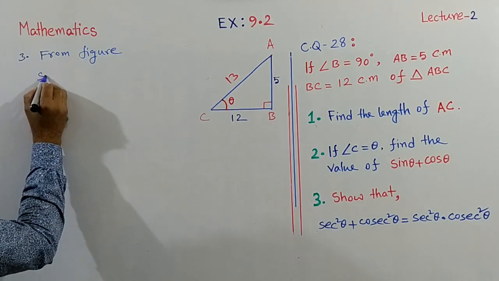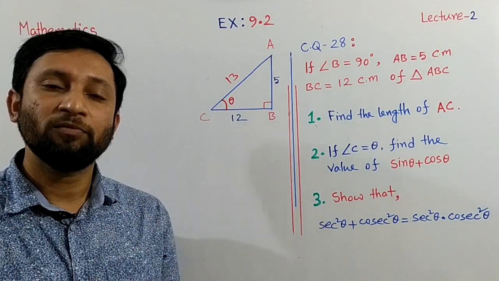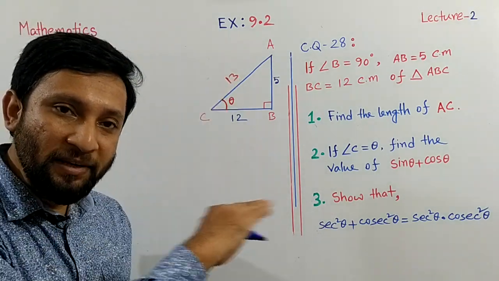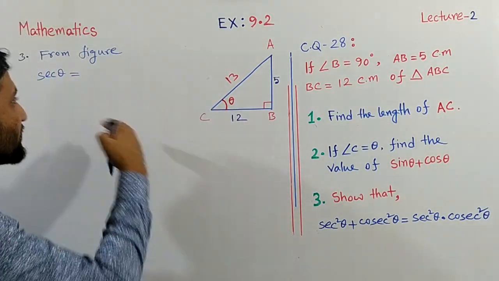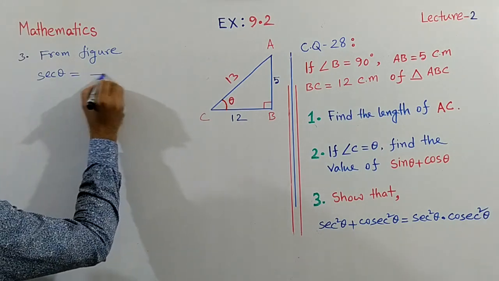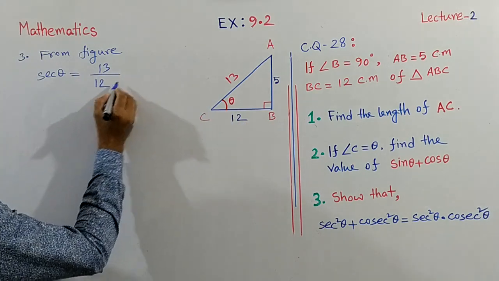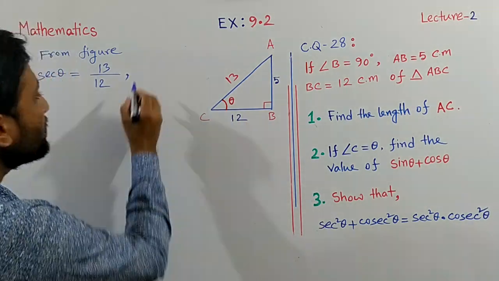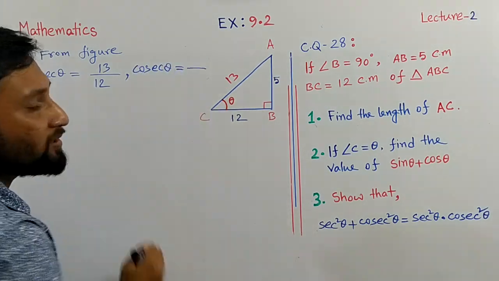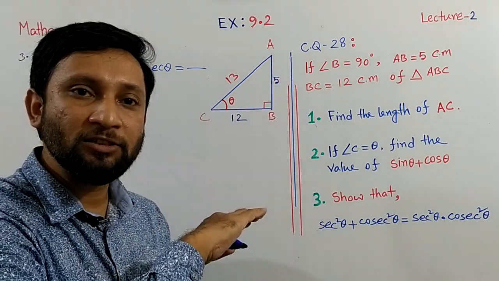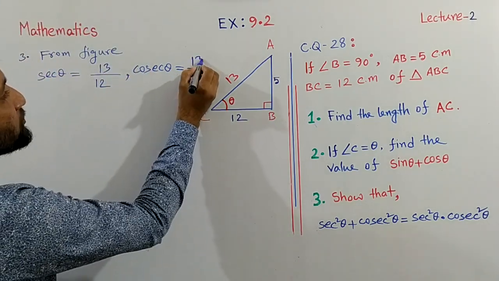From the figure we can write sec theta. We know sec theta is the opposite of cos theta, and cos theta is base by hypotenuse, so sec theta is hypotenuse by base, that is 13 divided by 12. And cosec theta is the opposite of sin theta, so cosec theta is hypotenuse by opposite, so 13 by 5.